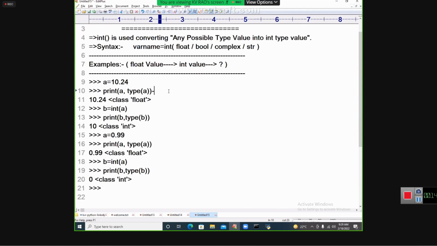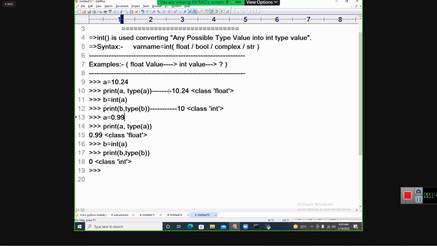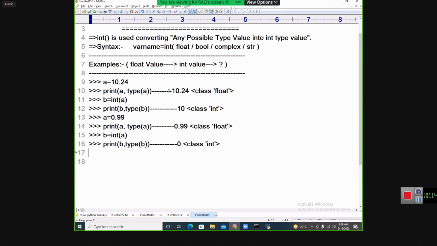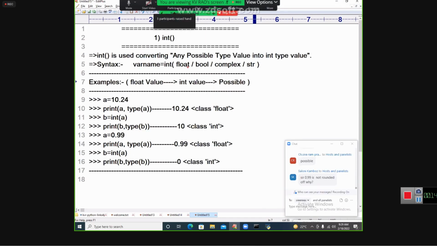Possible or not possible, my dear students? Yes, sir, possible. This is called possible. Yes, this is the way. Like this, I am going to give you the clarity. Let us write here: possible. Now you understand how easy it is. Any possible type of value can be converted into an int type value. So float to int is possible. I wrote it here.